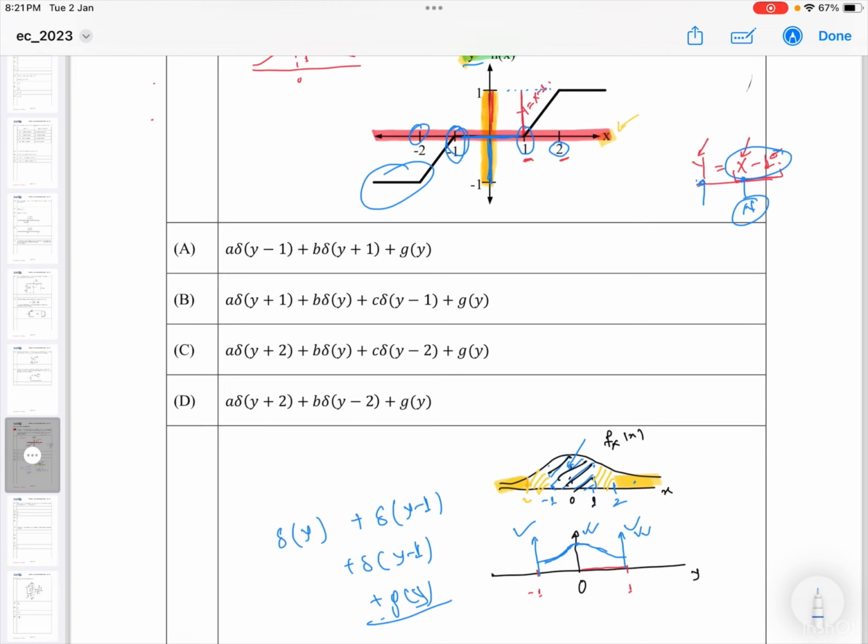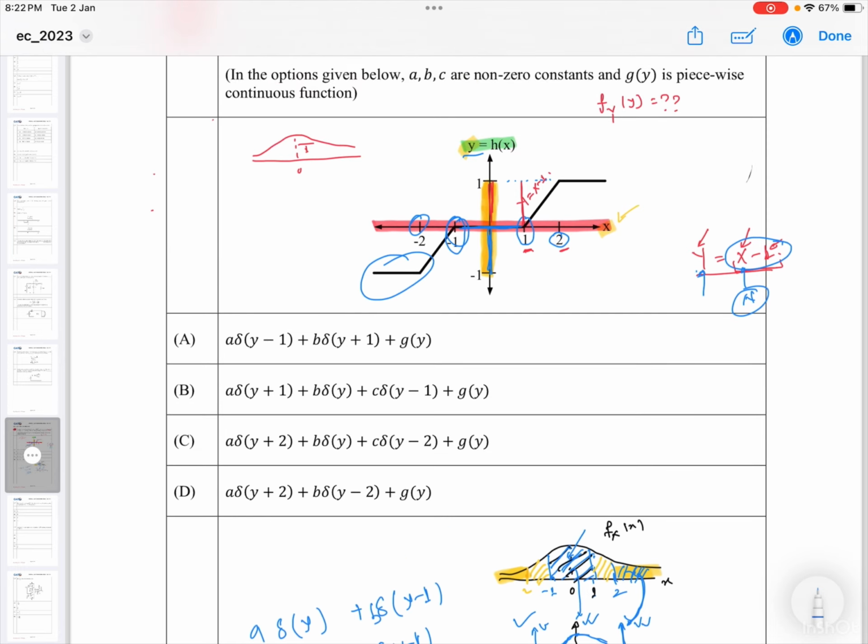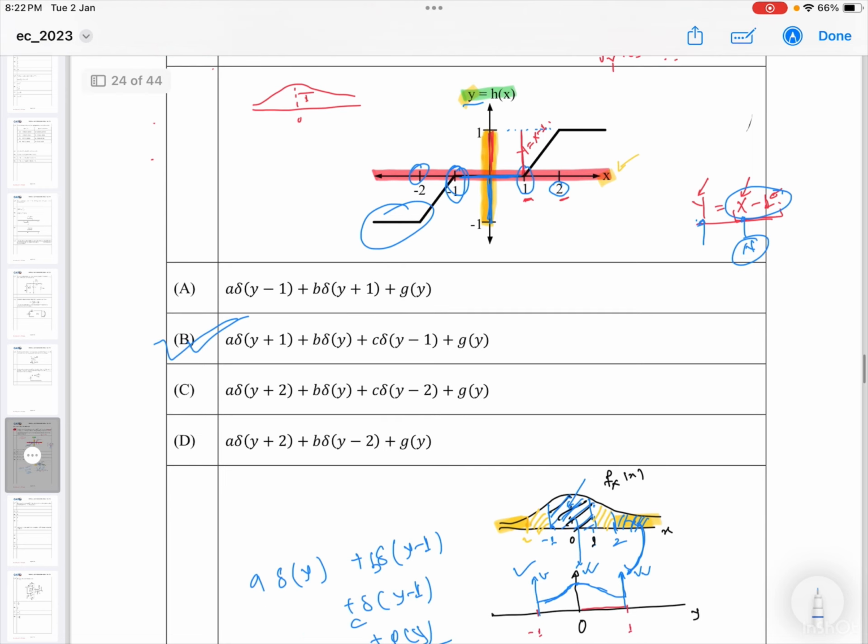And the weight of these impulses will be some probability, right? So the weight of this impulse will be this probability, and the weight of this one will be this probability, the area under this, right? So we can say that we will have some A times P times C, right? So according to that, if you look, the correct option is B, right?